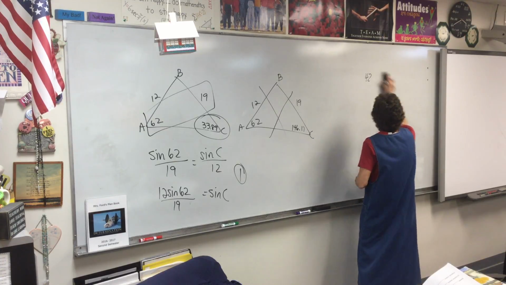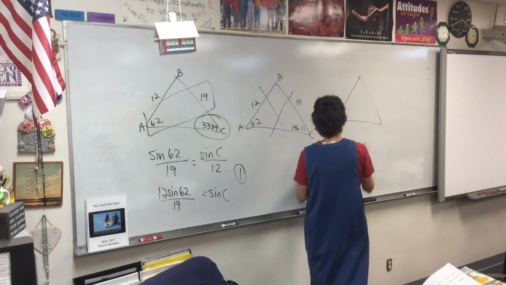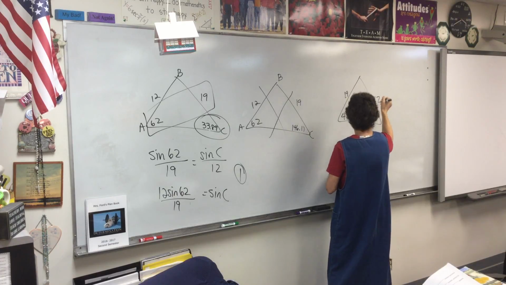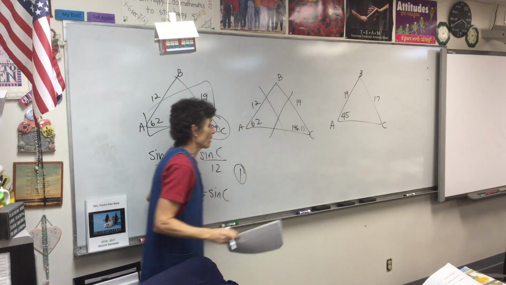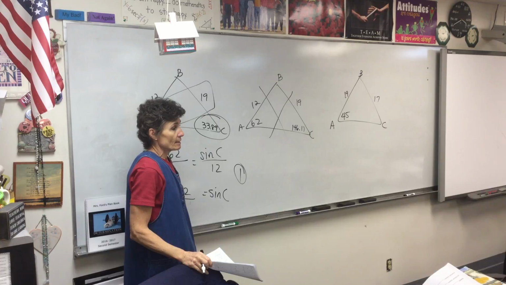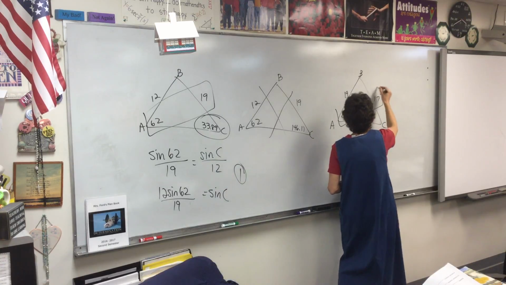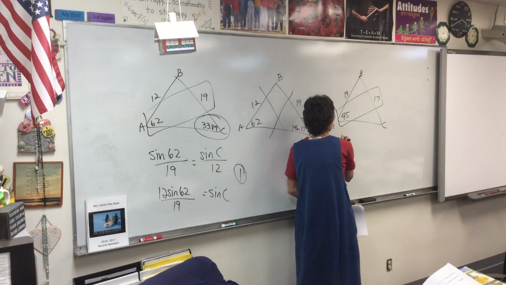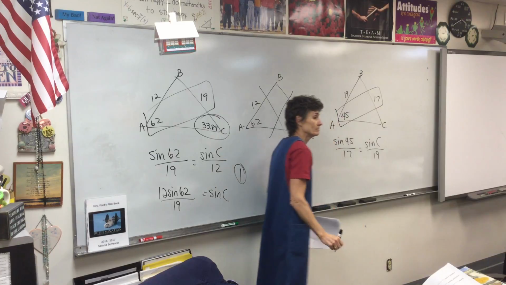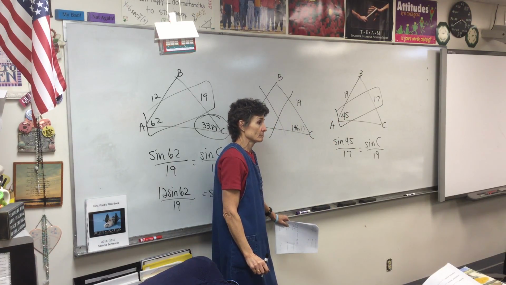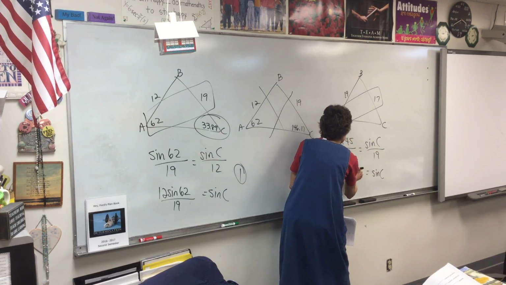Here we go. How many triangles are possible? We got 45, 19, 17, A, B, C. How many triangles are possible? All right, so here we go. What information do we have? Right here, right? Sine 45 over 17 equals sine C over 19. So sine C equals 19 sine 45 over 17.